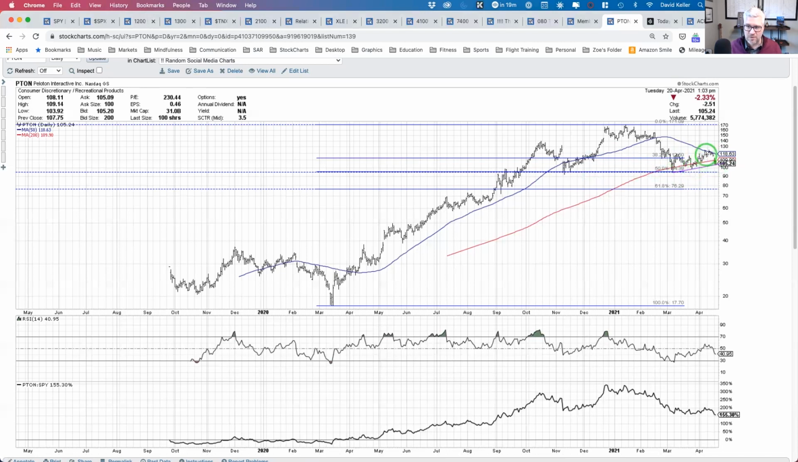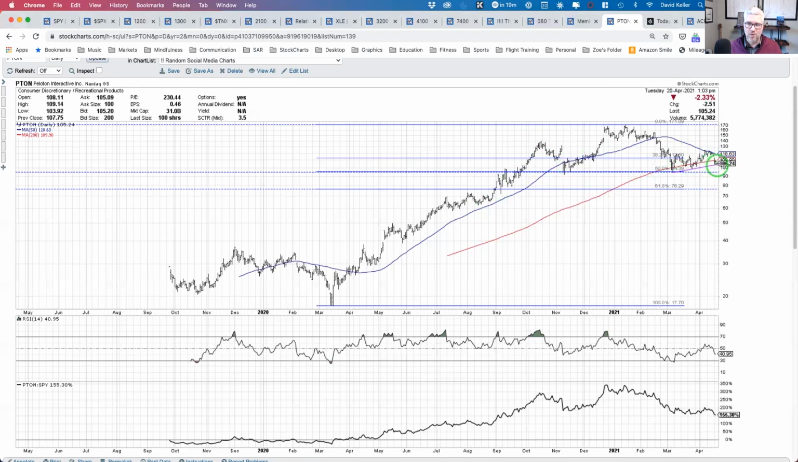Most recently, Peloton rallied to a descending 50-day moving average. In an uptrend, often stocks will pull back to an ascending 50-day moving average. That's often a nice launching point to the next leg higher. We can see the opposite in a downtrend. A lot of times stocks will trade up to their 50-day moving average or their 10-week moving average and rotate lower. So that's strike number one.